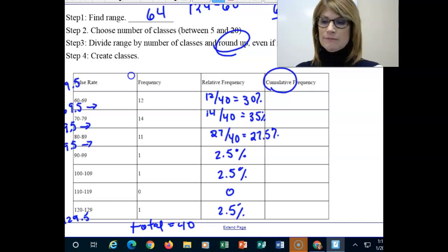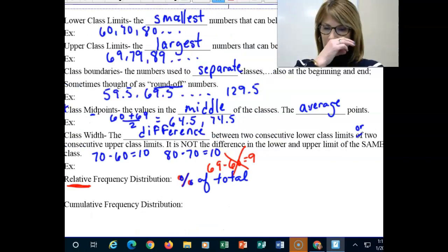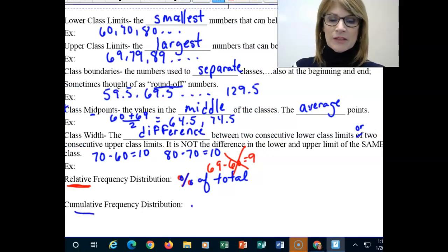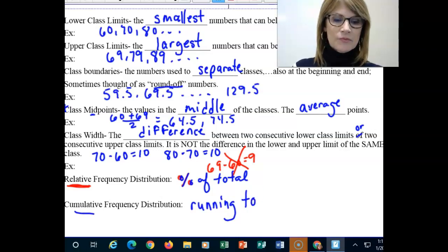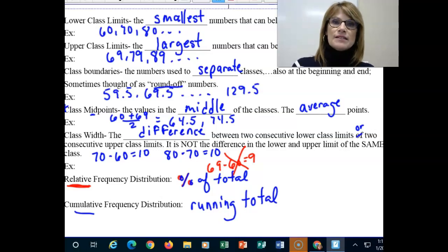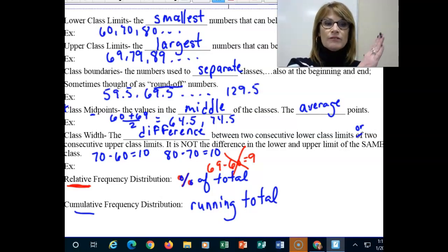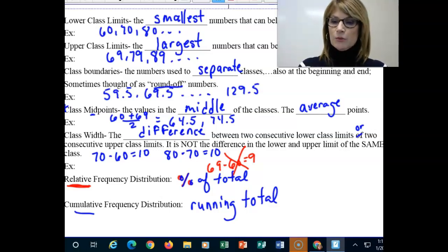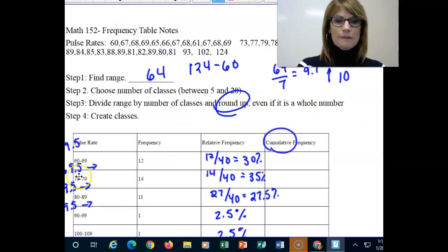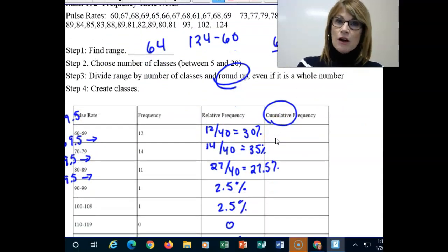Cumulative frequency. Cumulative frequency you can think of as a running total. If we had a test and it is cumulative, it would cover everything that we had done for the entire semester. Everything that we're doing this week, everything we did last week, everything we did before. So a cumulative frequency, we add it up as we go.